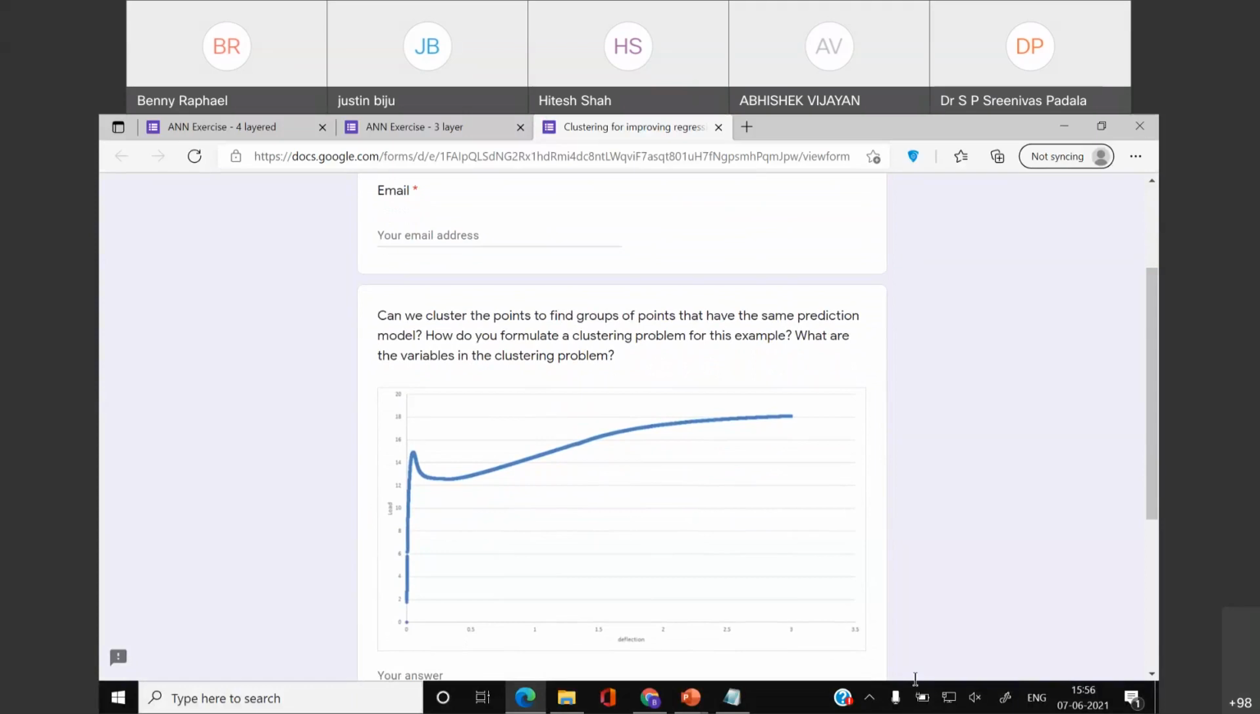How do you formulate a clustering problem for this example? What are the variables in the clustering problem? This is mostly to find out whether you have listened or not, because I have just explained to you how you do this. So anyway, this is a short quiz to test what you have understood.